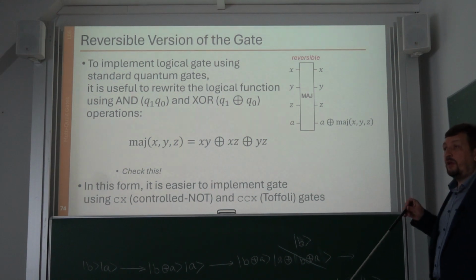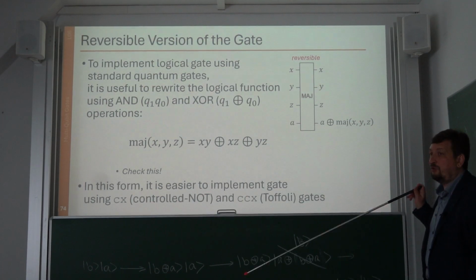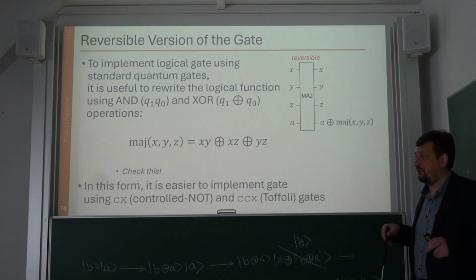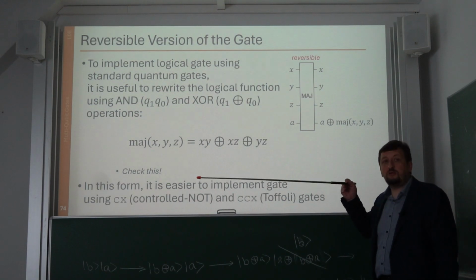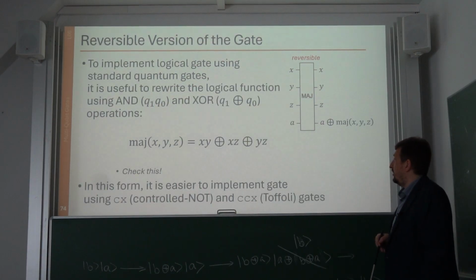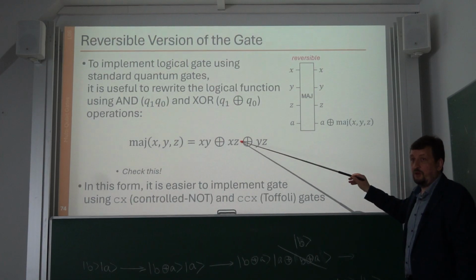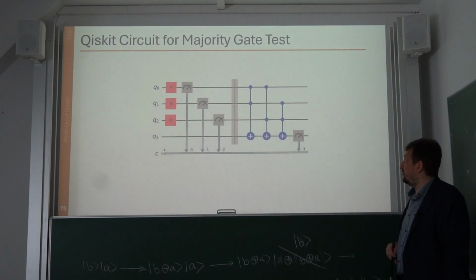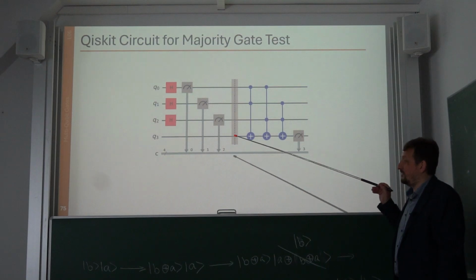And to do this, the useful thing is to write this classical function using XOR, which is realized with CX or control-not, and the AND function. For the AND function, we need the Toffoli gate, the control-control-X gate. So the majority function, a logical function, can be written in this form. And you see, to get this product, we need to apply the control-control-X gate, because in it we have exactly this combination. You can read more details about this later in the slides. I will just show you the results.